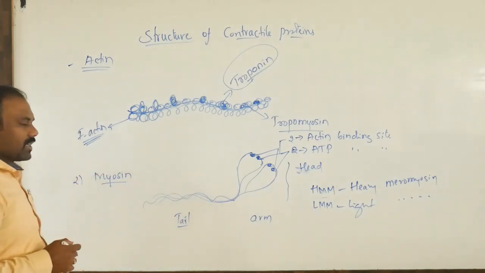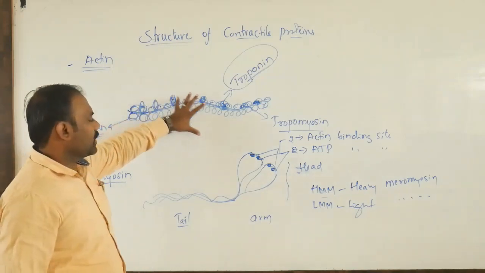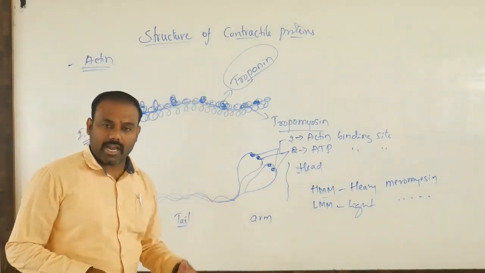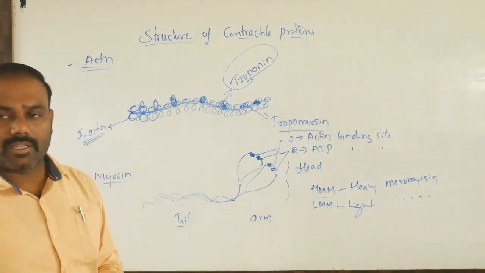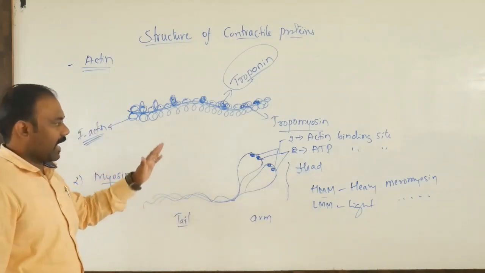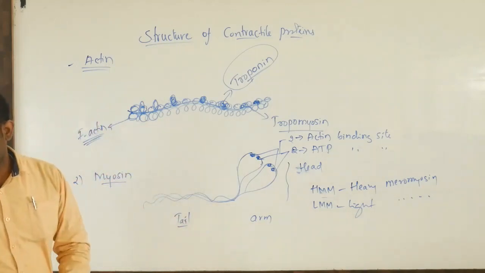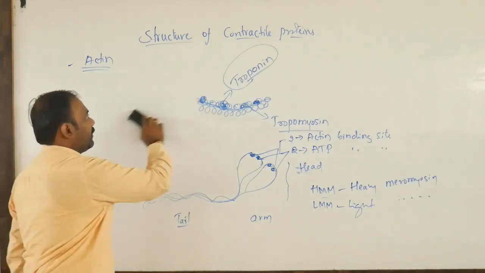Just remember these two structures, and when we understand these two structures, definitely we can understand the sliding filament theory, because the whole sliding filament theory is based on these two structures, that is actin and myosin filament. Clear? Now we can move on to the sliding filament theory.